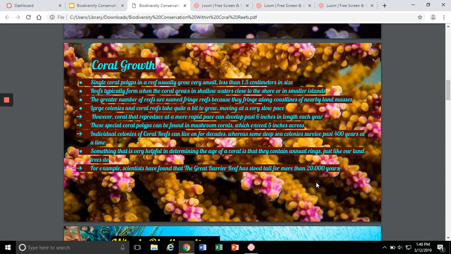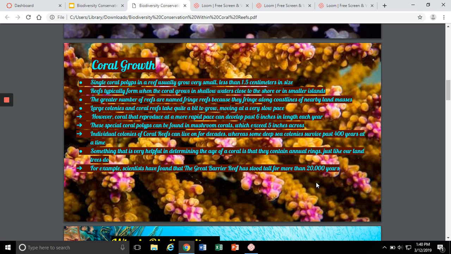Large colonies in coral reefs take quite a bit to grow, moving at a very slow pace. However, coral that reproduce at a more rapid pace can develop past 6 inches in length each year. These special coral polyps can be found in mushroom corals, which exceed 5 inches across.